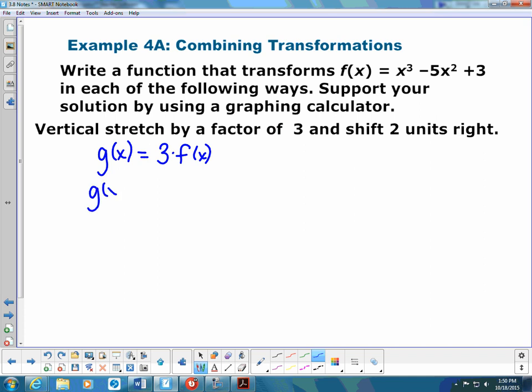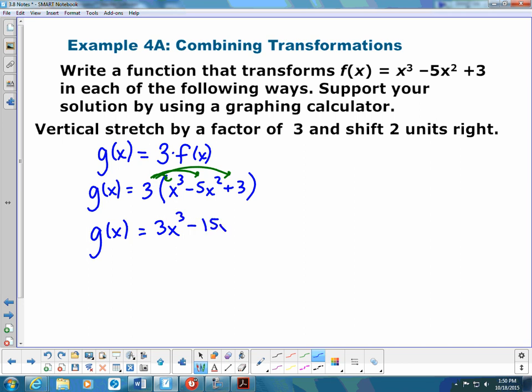So g of x is equal to 3 multiplied by x cubed minus 5x squared plus 3. Again, to distribute that in, and we'll get our cleaned up answer, it looks like g of x is going to equal 3x cubed minus 15x squared plus 9. Now, that wasn't the whole problem. The whole problem now said we also need to shift 2 units to the right. So we'll call h of x our whole transformation from that. But what we'll need to do here is we're going to need to go 2 units to the right.